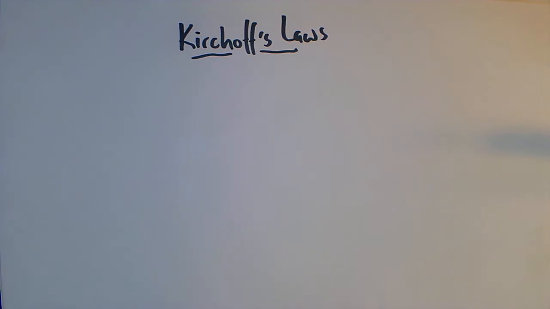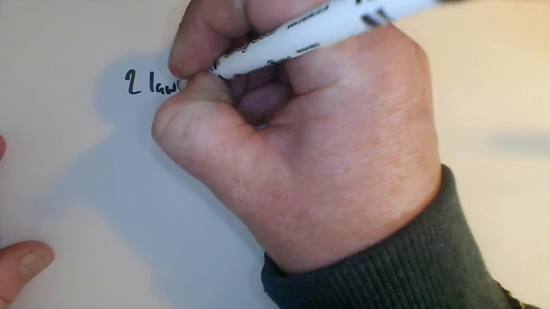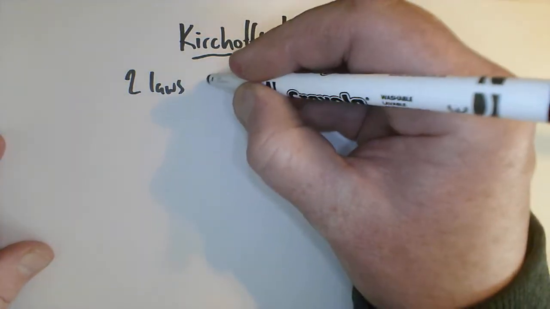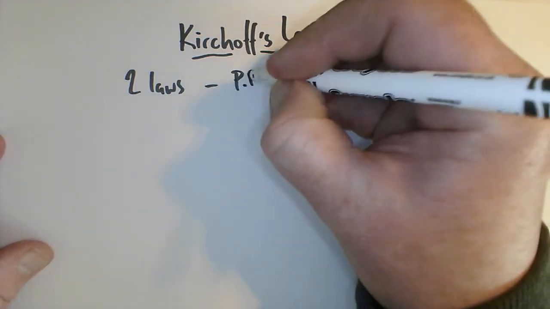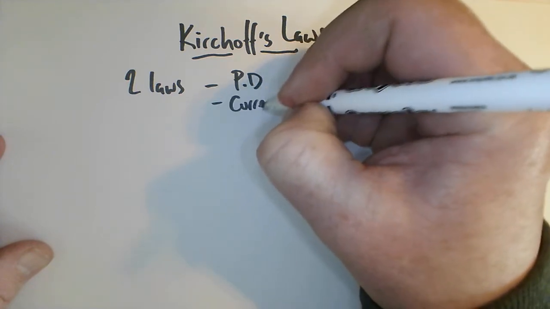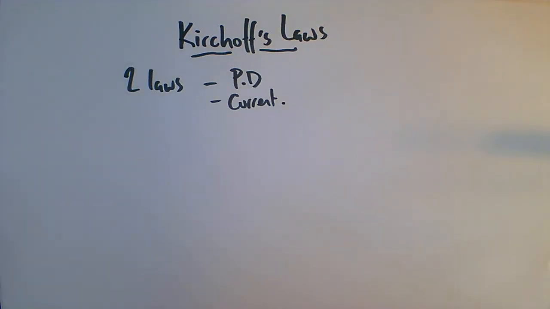Now, Kirchoff had two laws. One involving PD and one involving current. These laws are really useful in circuit analysis. In fact, they're essential to understanding circuit analysis. When we get to the point where you're really having to break down circuits, these are laws that you can hang your hat on. They are part of your detective work, if you will.